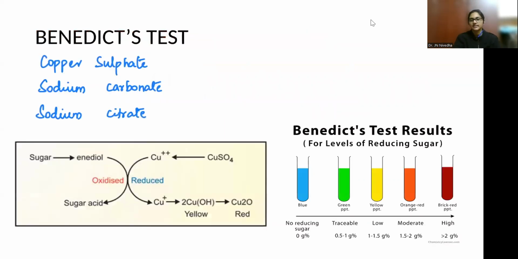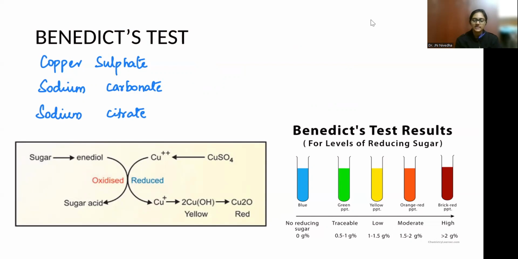Now, what is Benedict's test? What is the test for detecting galactose in urine? This is, of course, Benedict's test. Any reducing substance will show a positive Benedict's test. The reducing sugars include glucose, lactose, maltose, fructose, everything.